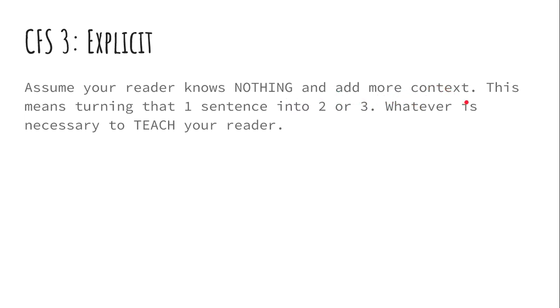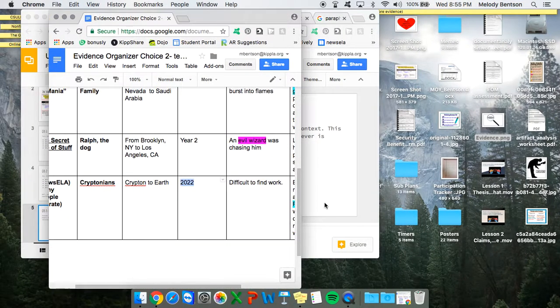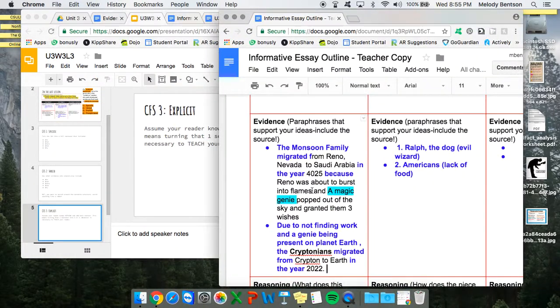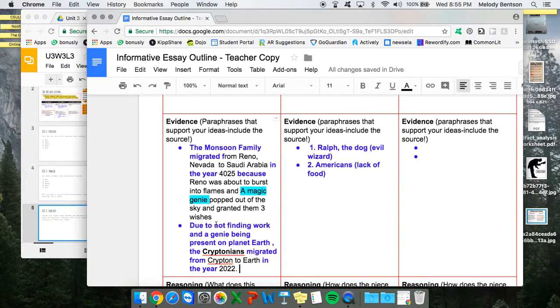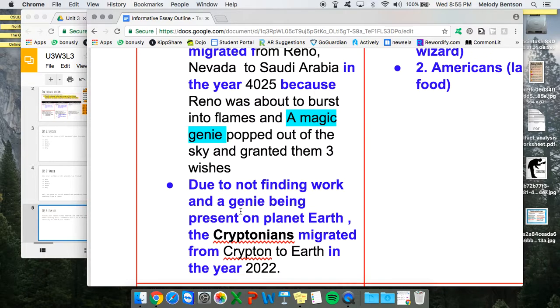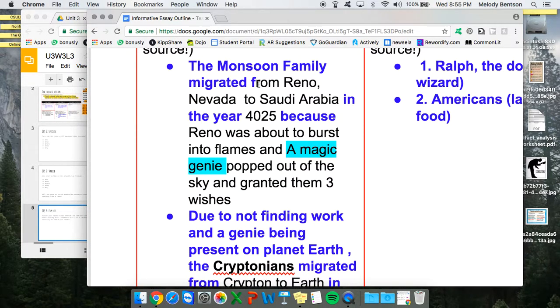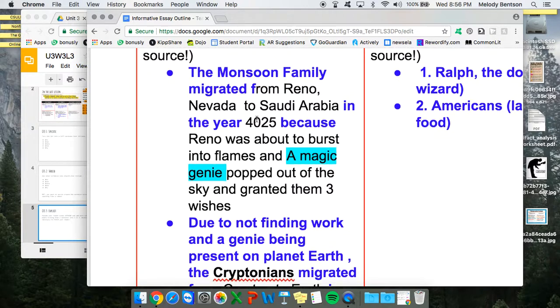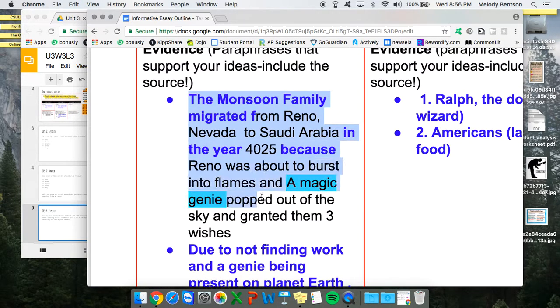So we're going to add more context. Our reader has not read the sources that we read, so we need to say more. So we're going to turn that one sentence into 2 or 3, whatever is necessary to teach your reader. So I'm going to go back to my outline, and though I did a really good job writing a full sentence, I'm going to just add more context. So this could be from memory, or I might need to go back to my source if I forgot, or I might need to consult with my partner. In any case, I'm going to turn this sentence into more than one.